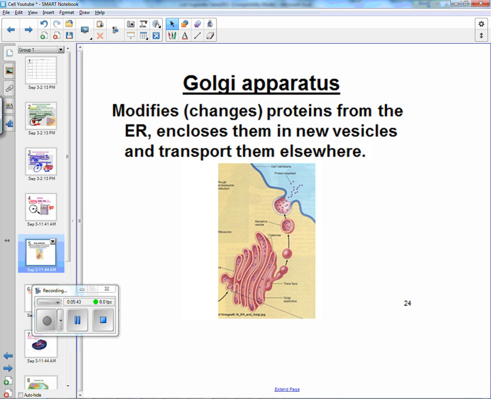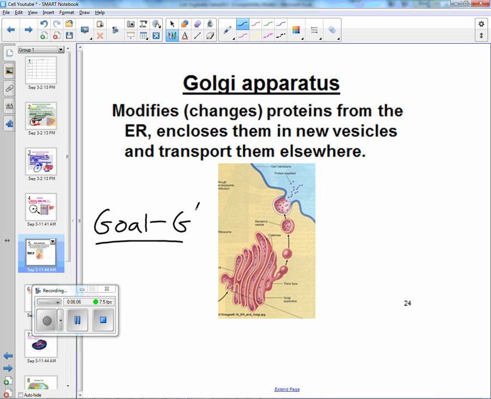The next one is the Golgi apparatus. So I'm going to give you guys a little hint. Goal, like goal. And G, like, she's my G, because I know you all say that. So G, Golgi apparatus, or just the Golgi. Okay? The Golgi.